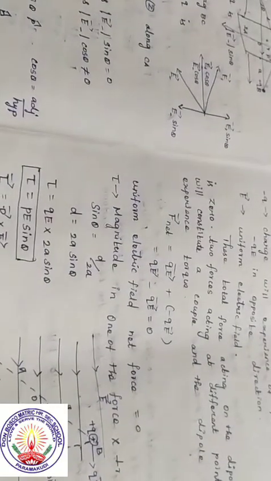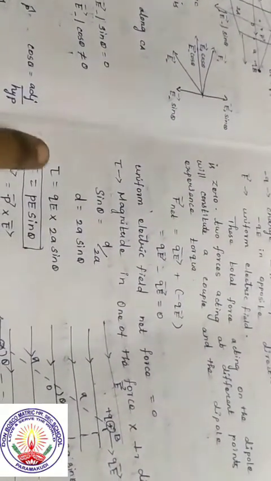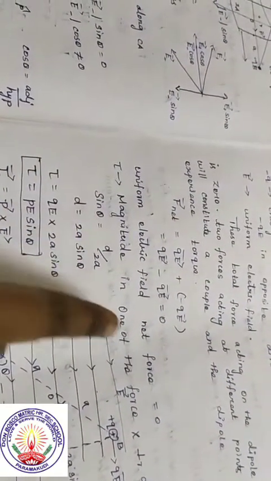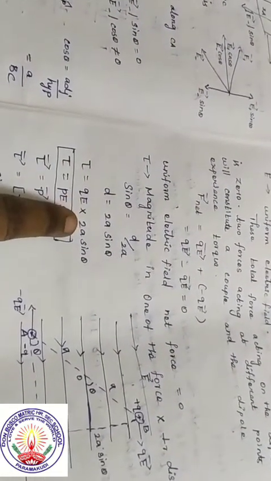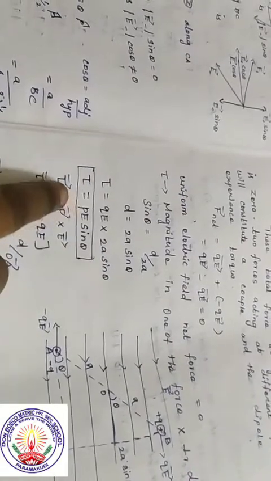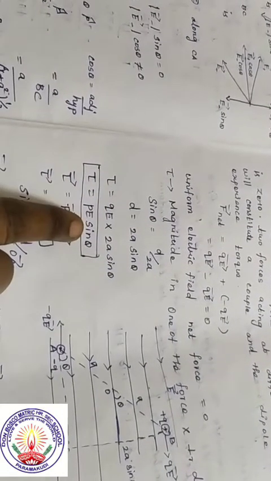Already we know torque, you learned it in 11th standard. It is the same concept. Tau is equal to the magnitude of one of the forces times the perpendicular distance. We have calculated the d value, then we substitute: tau is QE into 2a sin theta. Since Q times 2a is PE sin theta, this is the torque, because tau is equal to P vector cross E vector. So torque is equal to P cross E, that is PE sin theta.